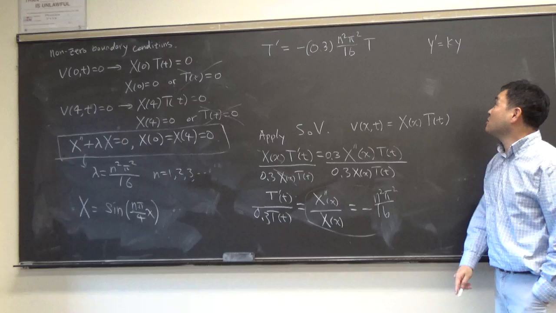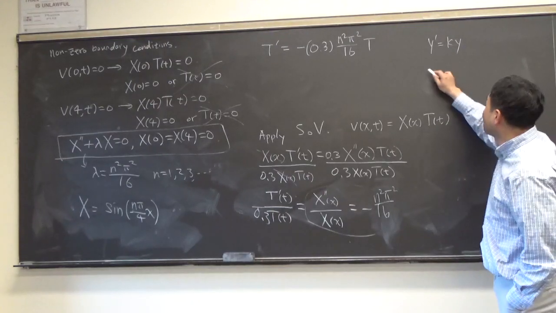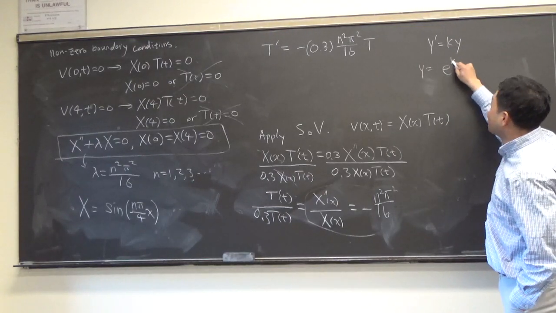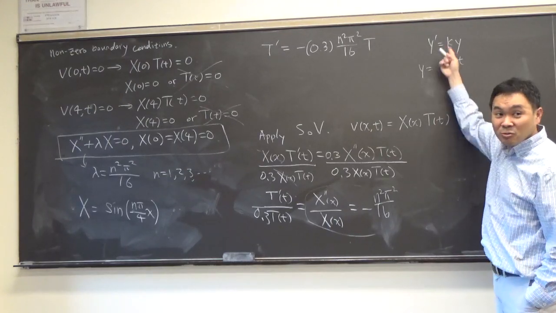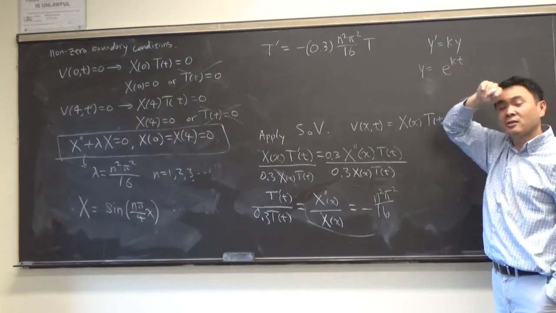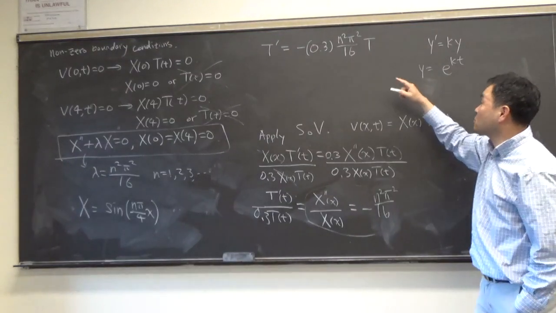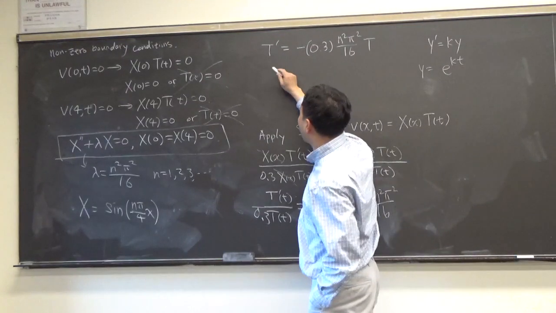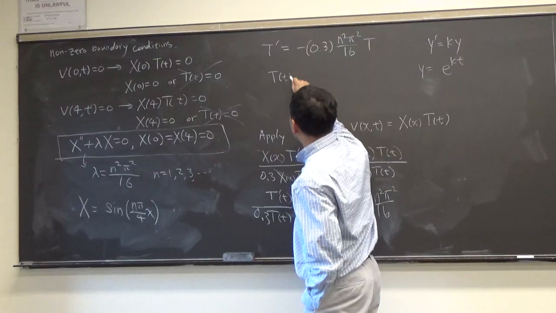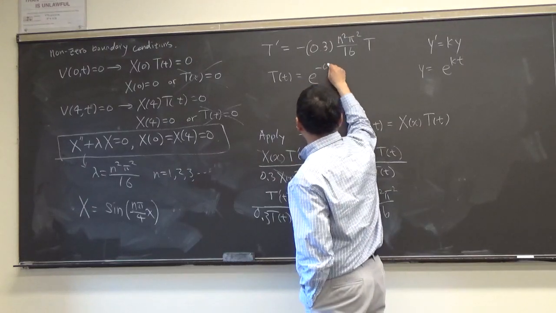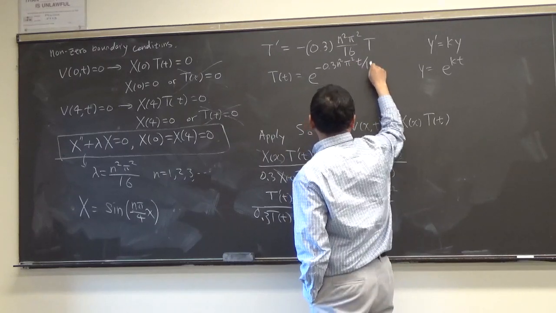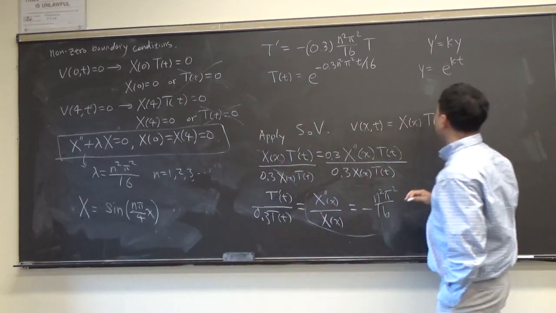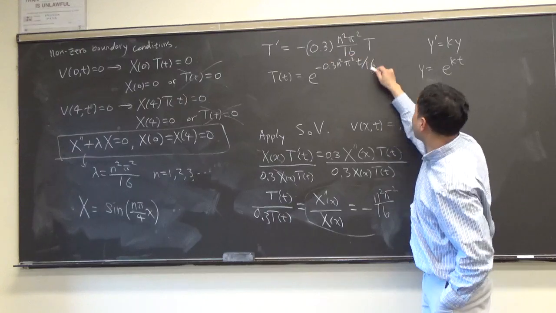Exponential. Yeah, I mean, you can easily see that the solution is e to the kt, right? Because if you differentiate this, k comes down, so it just matches. So you can just go straight to the answer this way. T of t equals e to the negative 0.3 n squared pi squared t divided by 16, because this over 16 is this k.